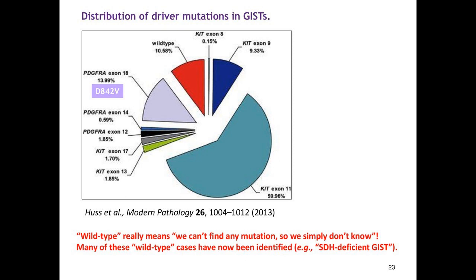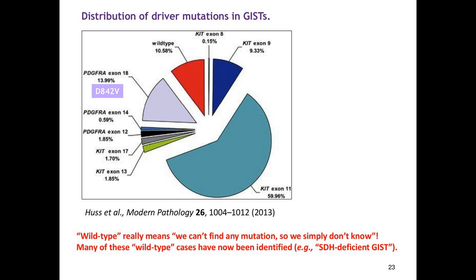Now, if we move over to about 10 o'clock on this pie chart, you can see a violet-colored segment, a large segment. It's about 14% on this chart, PDGFRA exon 18. This is primarily made up of one particular mutation, the so-called D842V mutation, in a gene that is not KIT, but a closely related gene called PDGFRA. There's also a red segment on this pie chart, somewhere up around 11 o'clock.